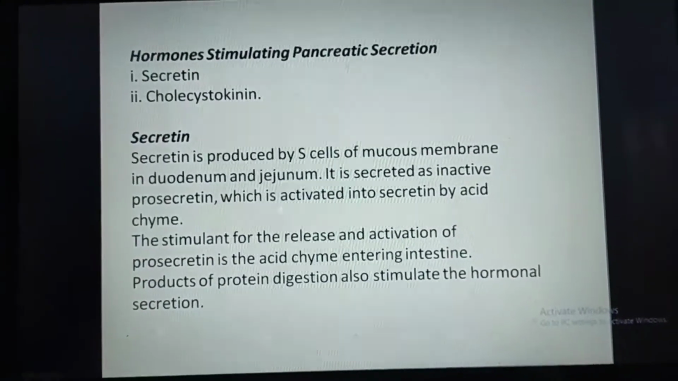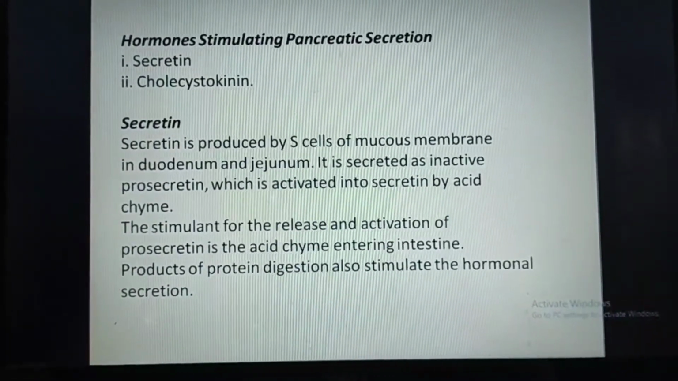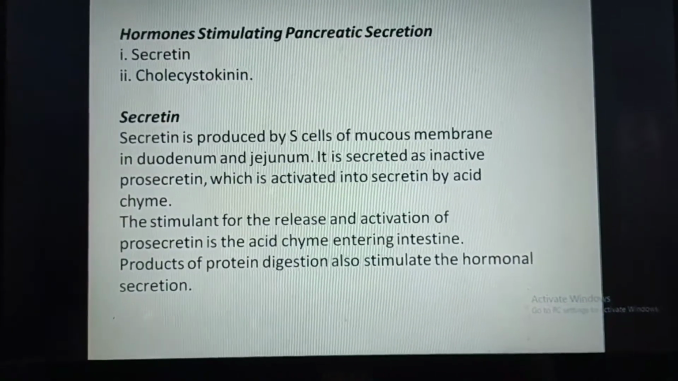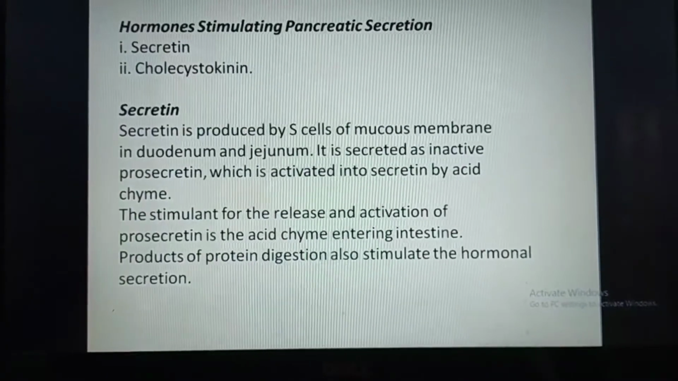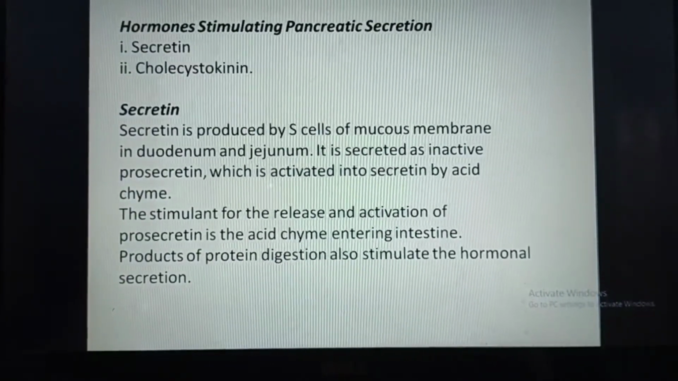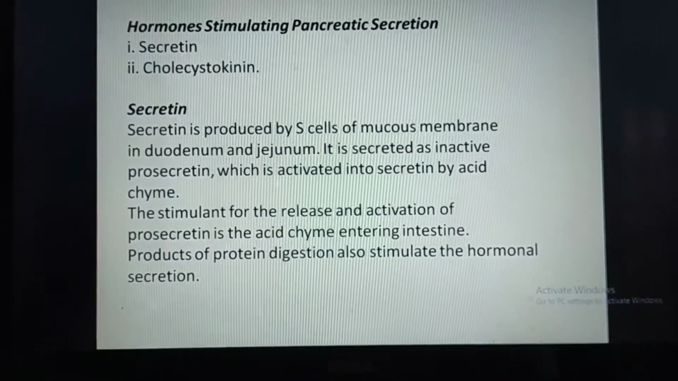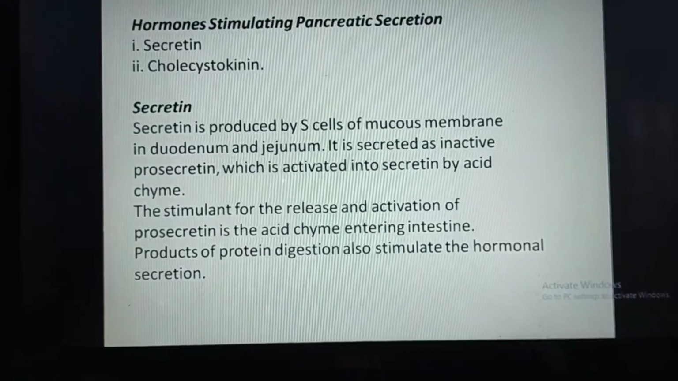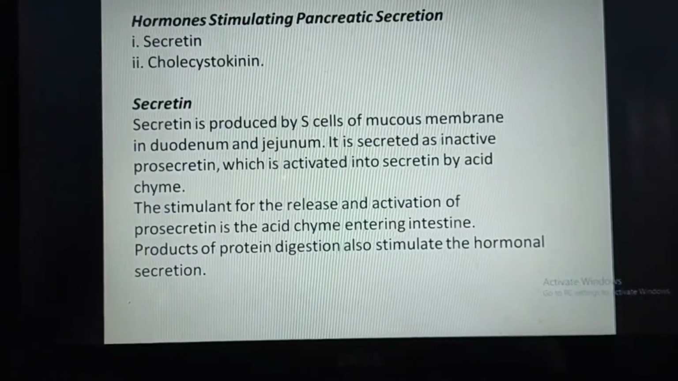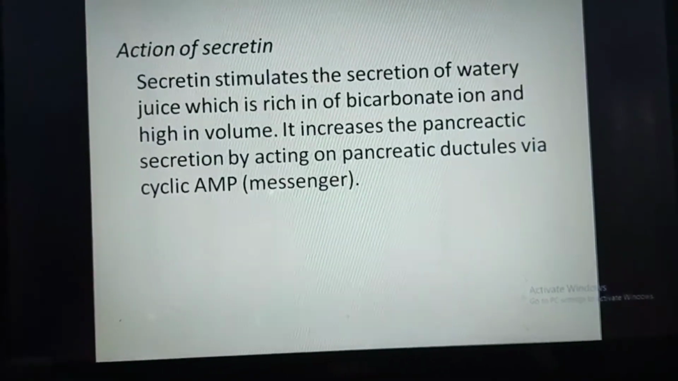First we will see the secretin. Secretin is produced by S cells of mucous membrane in duodenum and jejunum. It is secreted as inactive prosecretin, which is activated into secretin by acid chyme. The stimulant for the release and activation of prosecretin is the acid chyme entering the intestine. Products of protein digestion also stimulate the hormonal secretion.